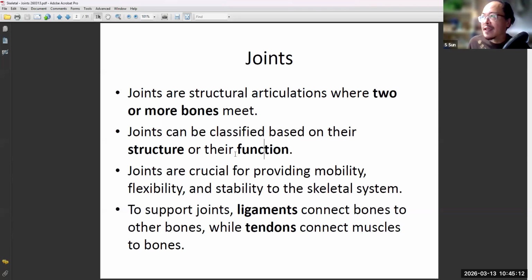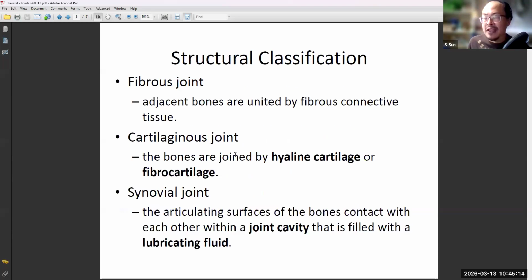So let's take a look at the structural classification. This is basically what components we use to put two bones together. We can use connective tissue. We learned about tissue already. We learned that there are four types of tissue. You should know that already. And one type is connective tissue.